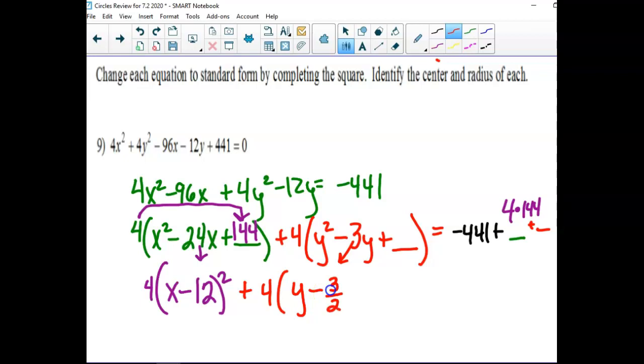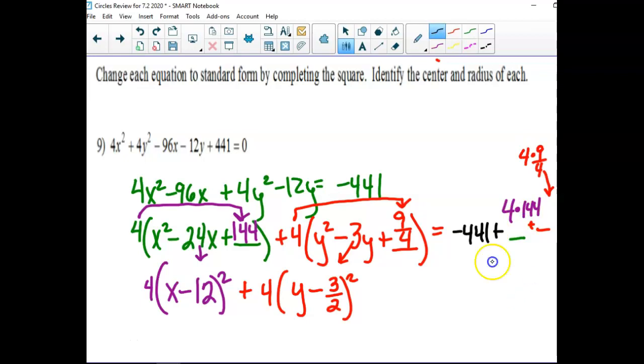Yeah, 3 halves. Okay, square the top and the bottom. 9/4. It's not as bad as it looks, guys. Square the top, square the bottom. Everybody good? Then when you multiply by 4, you actually get what? Yes, in my little red blank is 4 times 9/4, which is just 9.